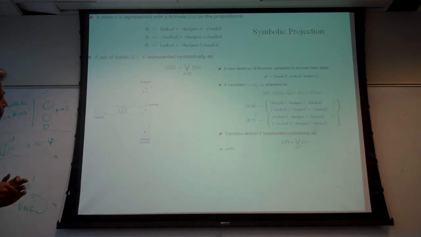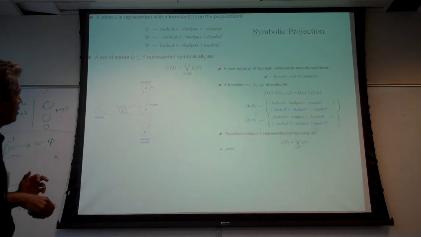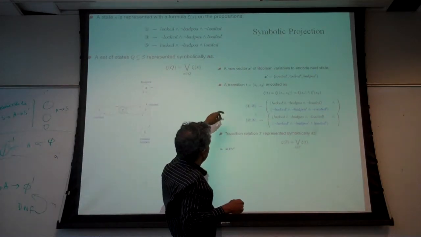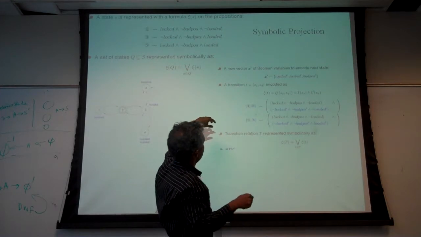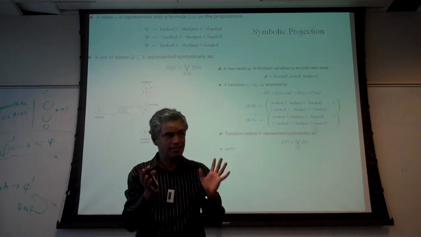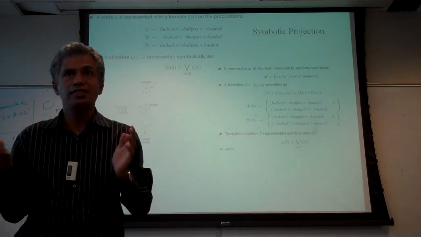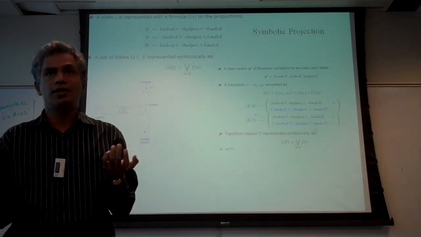No, I'm sorry, wait. So if you are in one, you'll get here. If you are in two, you will get here. And the transition relation is represented as the disjunction of these transitions, which will be another big formula.